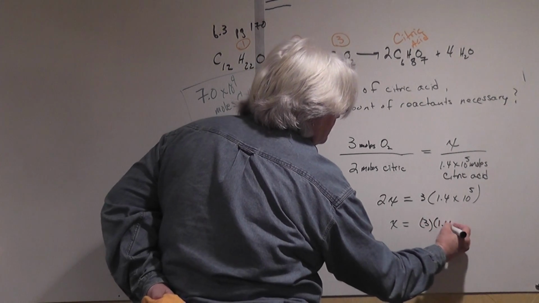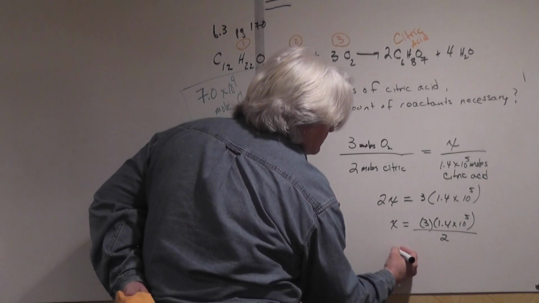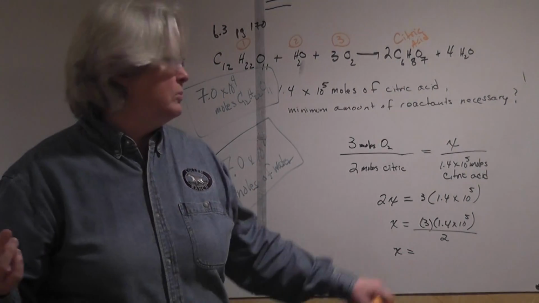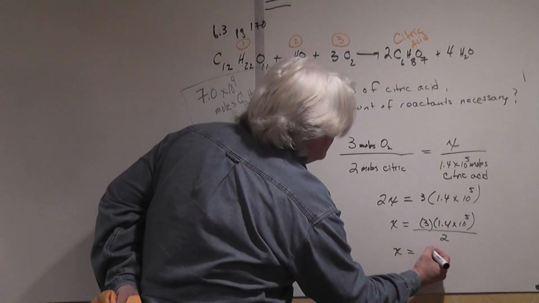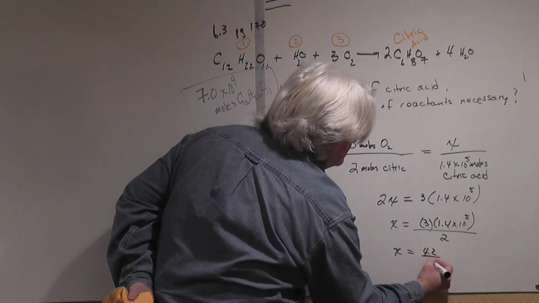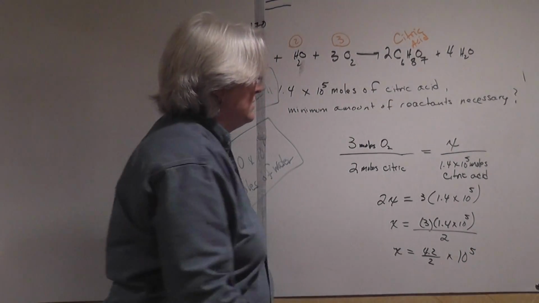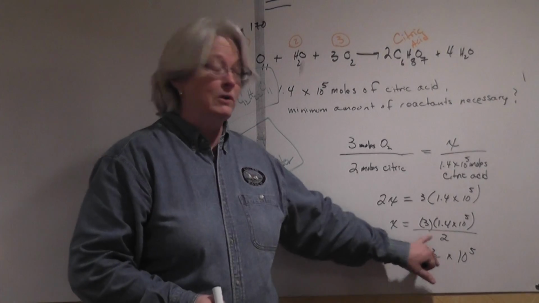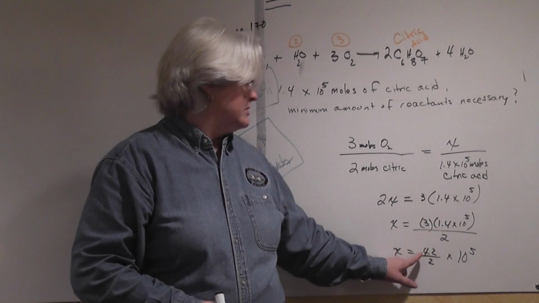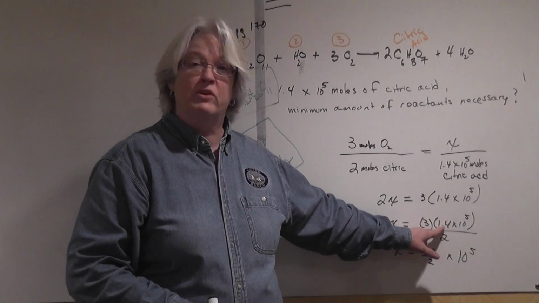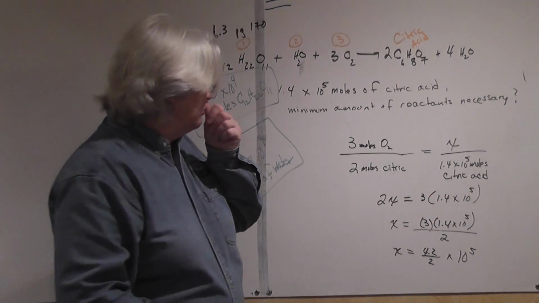3 times 1.4 times 10 to the 5th divided by 2. X is going to be equal to, now let me do the 3.14. That's 3, 1.2, that's 4.2. 4.2 divided by 2 times 10 to the 5th. Look at this arithmetic and make sure that you're all right with it. 3 times 1.4, 3 times 4 is 12, 3 times 1 is 3, carry 1 is 4. Keep your decimal point. 4.2 divided by 2. When you cut 42 in half, you have 21.